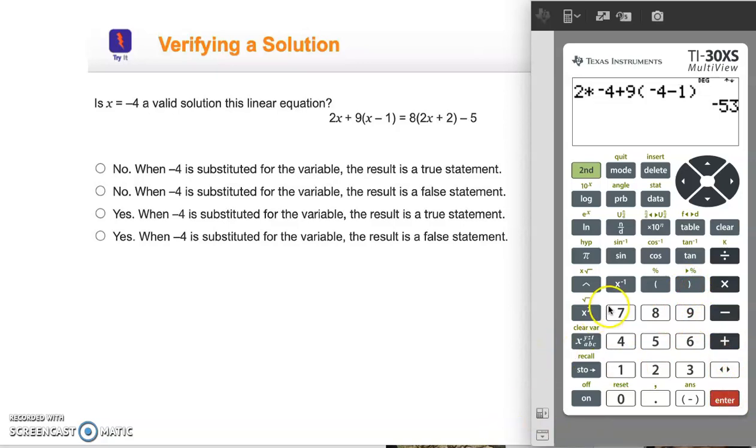Now I'm going to do the right side. 8, and then parentheses, 2 times negative 4 plus 2, minus 5. If you're doing it on a calculator, you've got to make sure you put in parentheses. Your calculator knows order of operations, so it knows to do the multiplication before the addition, but you need to make sure you put in parentheses. And I push enter, and it's negative 53. So those two, negative 53 and negative 53, are the same. So yes, that is a valid solution, because when we substitute it in, the result is a true statement. Negative 53 equals negative 53.